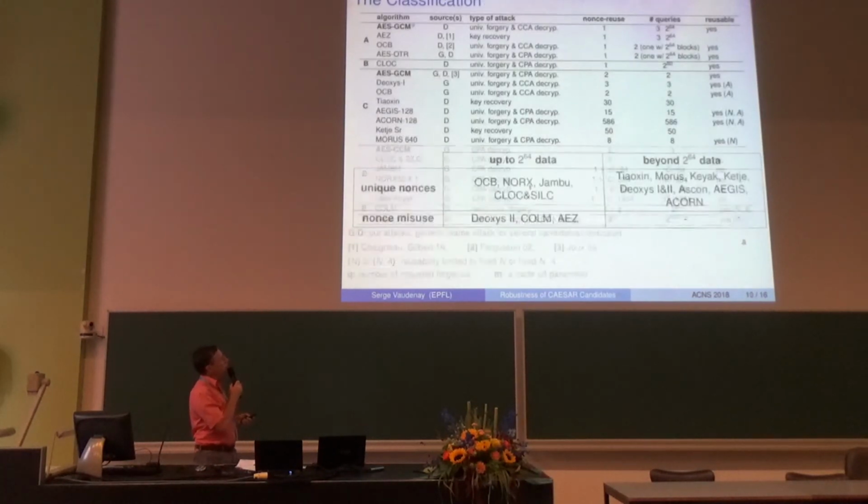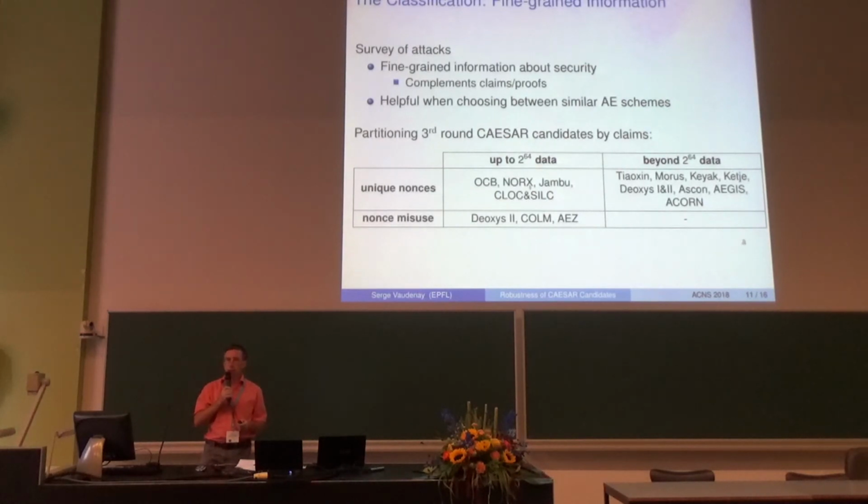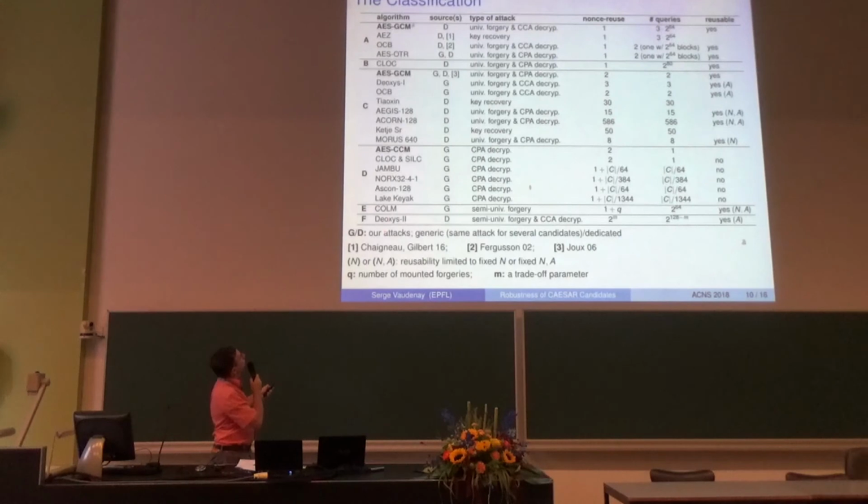What's our contribution? Compared to what was announced by the CAESAR submitters, the submitters made some claims that their algorithm resists some nonce misuse attacks or attacks which require lots of data. So this is a table that we filled based on the claims by the submitters. You can see, for instance, that these algorithms were claimed to resist nonce misuse attack with tiny complexity. So Xaxis 2, Colm, and AZ. You can see that Xaxis 2 and Colm are here, AZ is there.